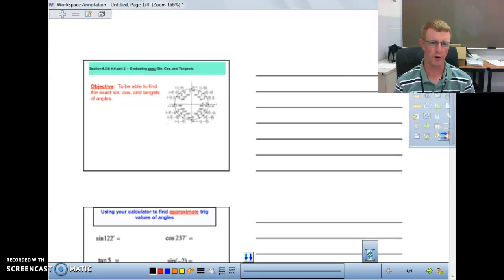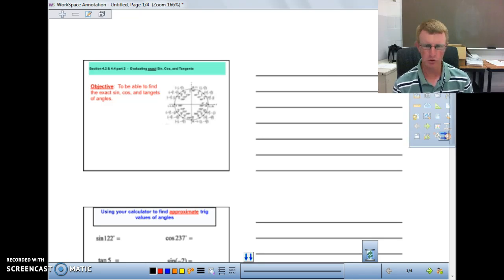So this is going to be part 2 of a combination of 4-2 and 4-4. What we're going to be talking about here is evaluating exact values of sine, cosine, and tangent. We did a little bit of this in part 1, but now we're going to really get into the meat and the nitty-gritty of what trig really is. This is by far the most important thing that we do in trigonometry, is starting to understand how to find sine and cosine values and what to do to find the exact values.